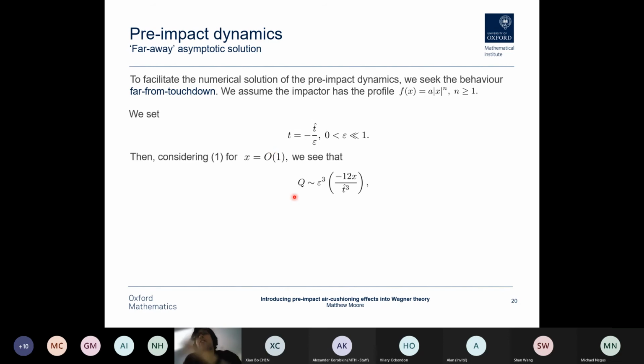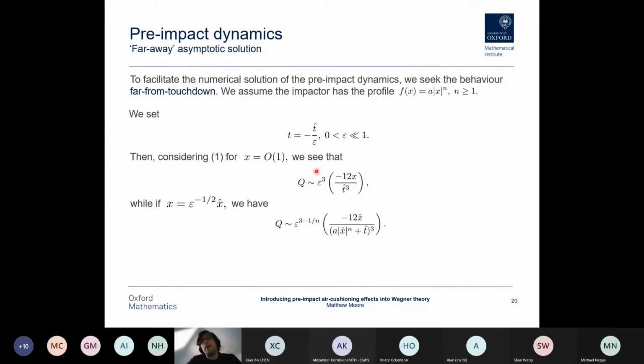So if you expand the lubrication equation, so equation 1, then you can find an expression for the pressure gradient Q, which tells you what it looks like close to the center of the domain. And if you move further away, you have to do an outer region to match with this inner region, and you find that this is the behavior.